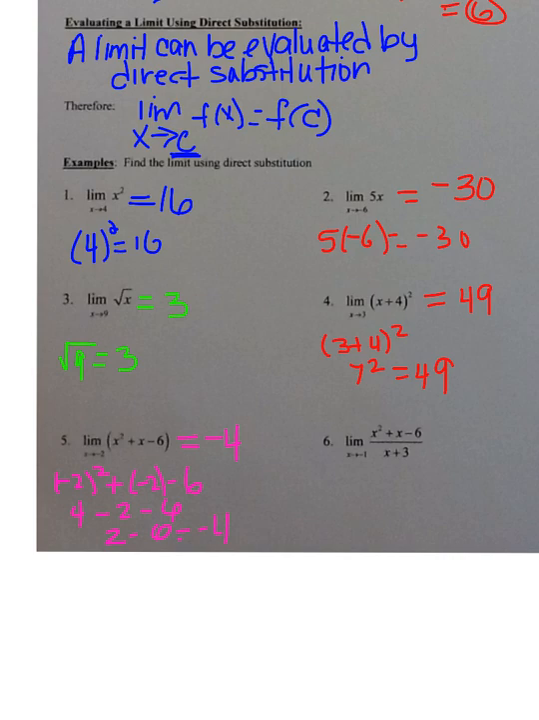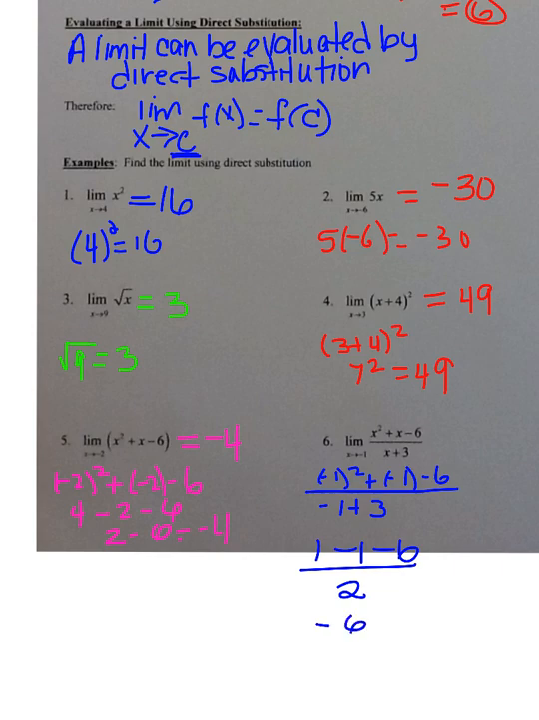Number 6, the limit as x approaches negative 1 of x squared plus x minus 6 over x plus 3. So again, we're going to plug in negative 1. So we have negative 1 squared plus negative 1 minus 6 over negative 1 plus 3. So that's 1 minus 1 minus 6 over 2. So that's negative 6 over 2, which is negative 3. So the limit is negative 3.